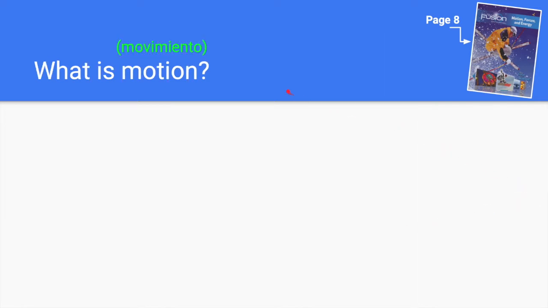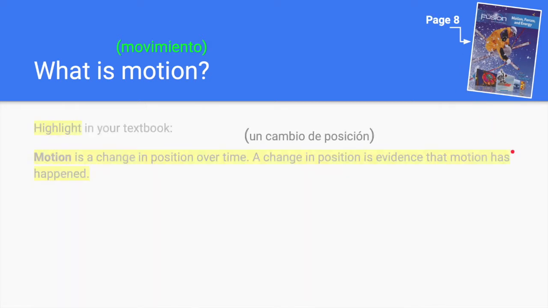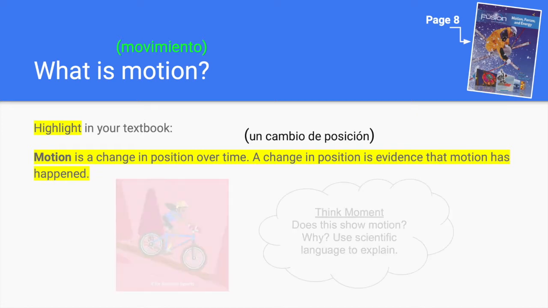Next up, what is motion? Now friends, we're on page 8. Highlight this sentence in your textbook. It says, motion is a change in position over time. A change in position is evidence that motion has happened. So if you think of this basically, motion, movement, what's happening is an object or a person or a thing is changing where they are over a certain amount of time, just like this definition says.